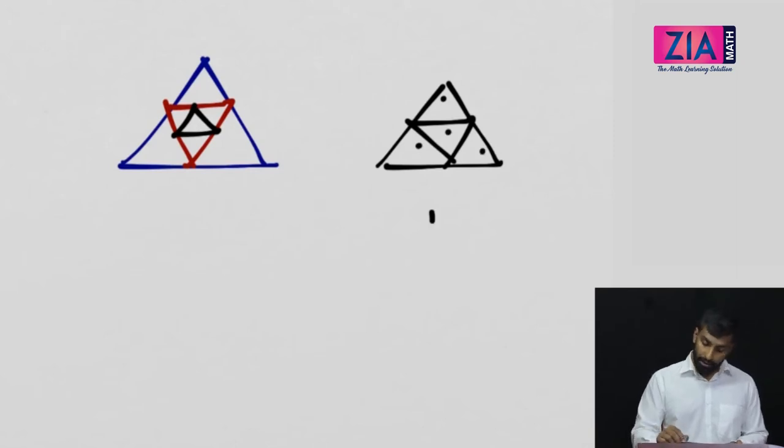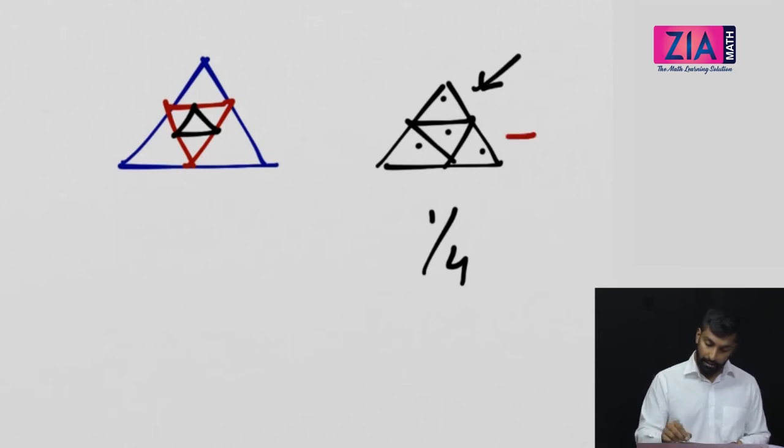So what is the ratio? The ratio is actually 1 by 4. For the first triangle, the outer triangle, and the inner triangle, the ratio will be 1 by 4. Or if you shade this, what is the ratio of the shaded region to the total region? How many equal regions are there in total? 1, 2, 3, 4.